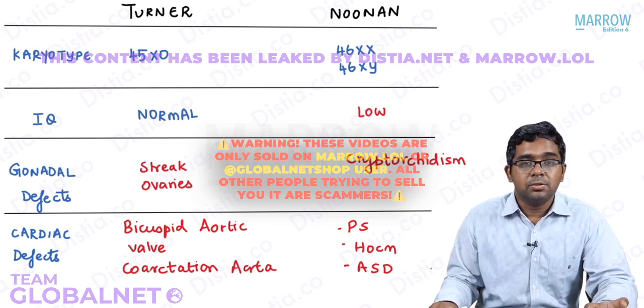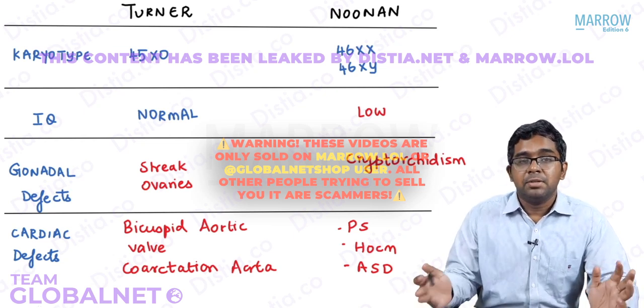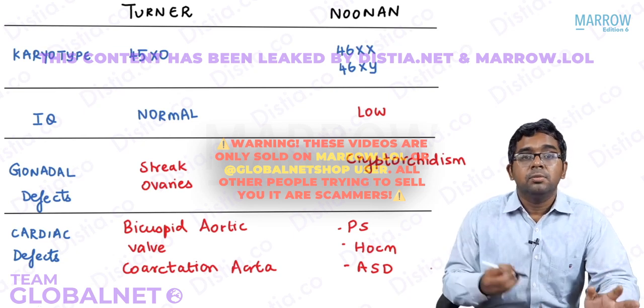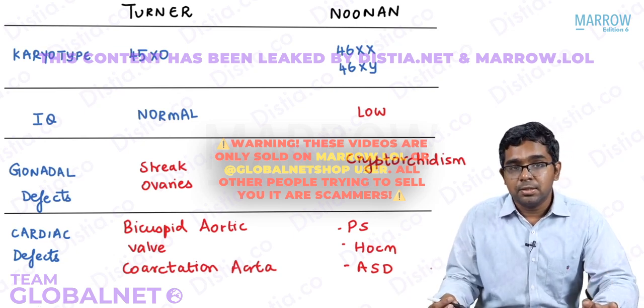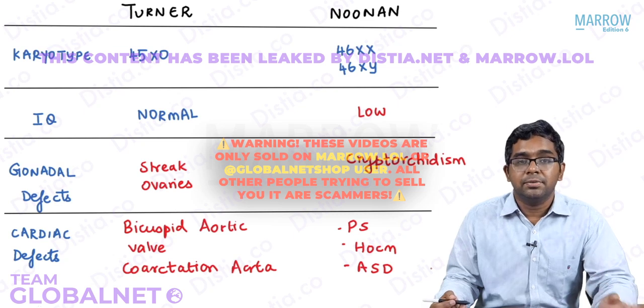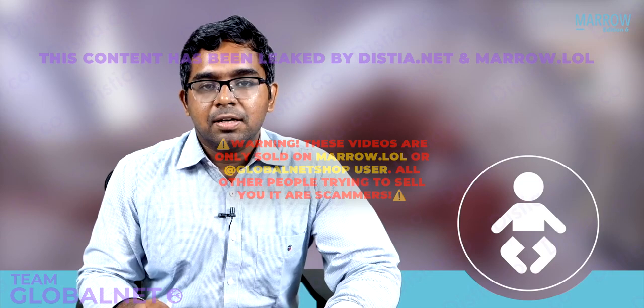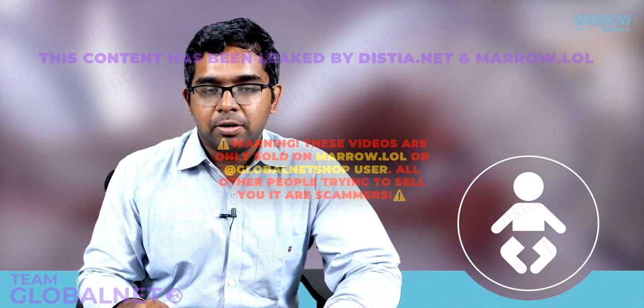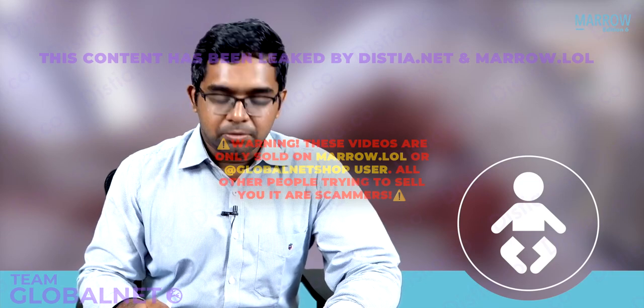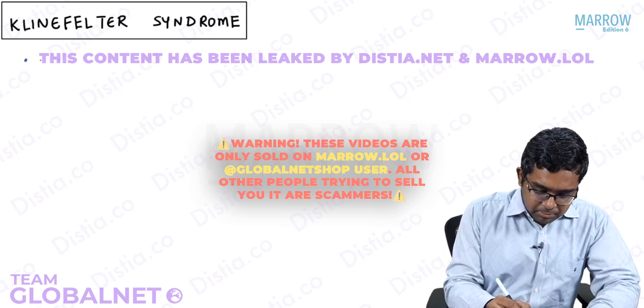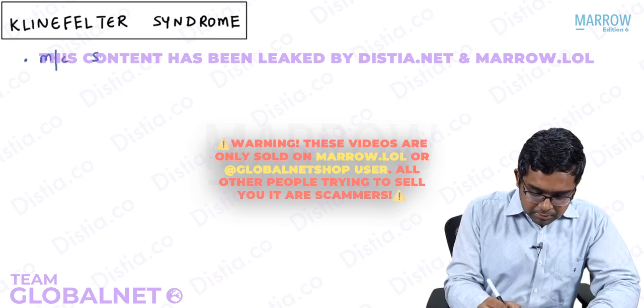Even though Noonan syndrome is not an aneuploidy, I am discussing it here because of its resemblance to Turner syndrome and also to highlight the differences from Turner syndrome. We come to the discussion of the last disorder in this chromosomal aneuploidy, and that is Klinefelter syndrome. Klinefelter syndrome is considered to be the most common sex chromosomal aneuploidy.